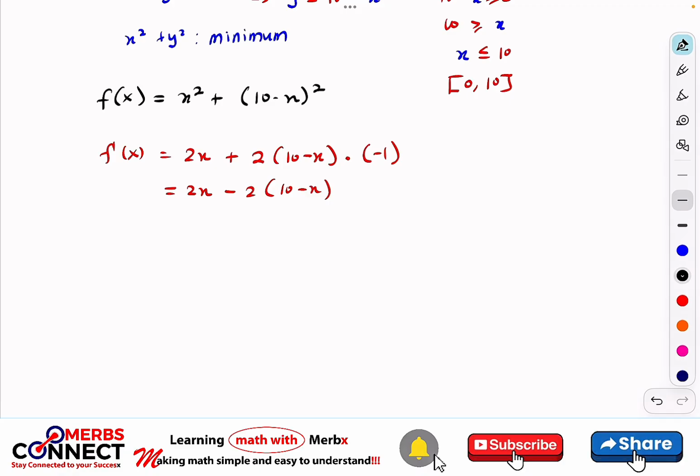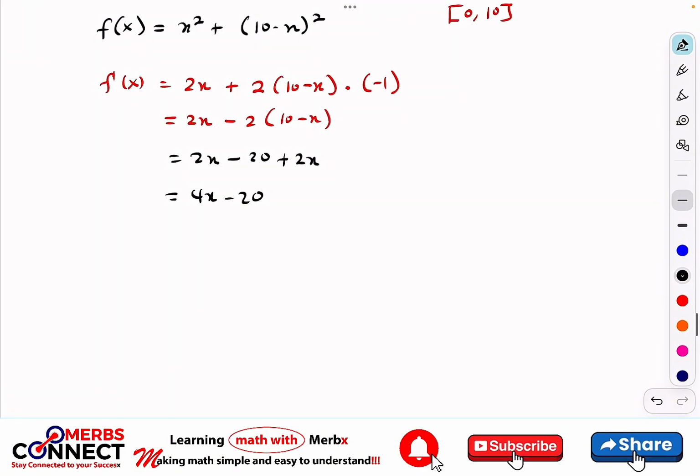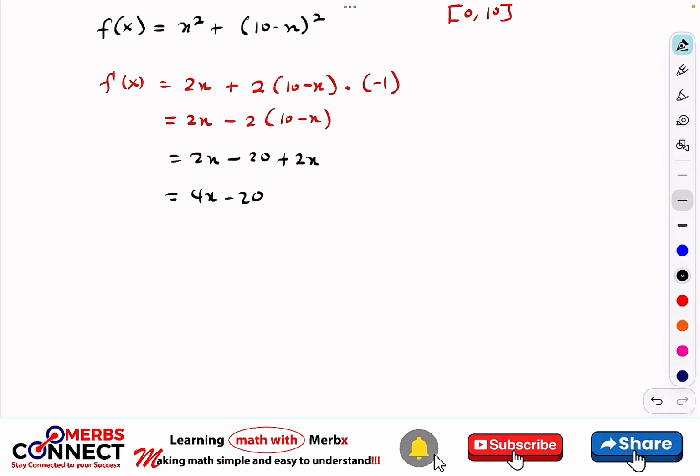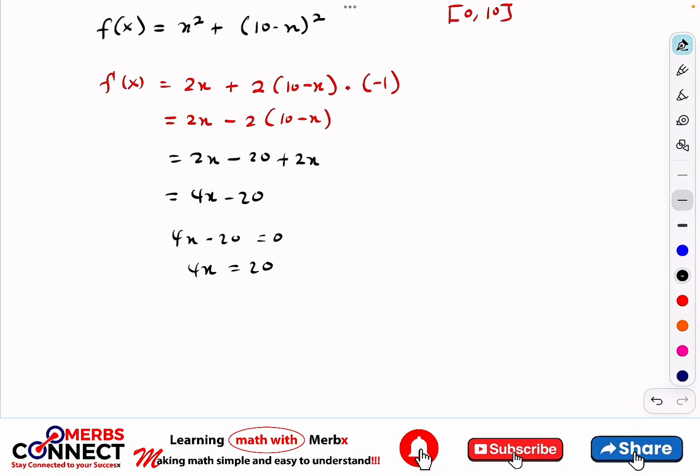Let's simplify: 2x minus 20 plus 2x, which is 4x minus 20. For a critical point, we need to make sure that this is equal to 0. What value of x will make this 0? When x is 5, this is going to be 0. Let's solve it: add 20 to both sides, divide through by 4, and we have 5. So the critical point is 5.